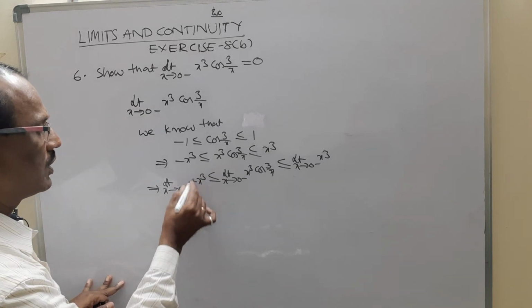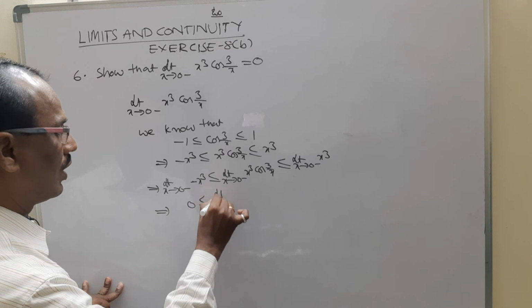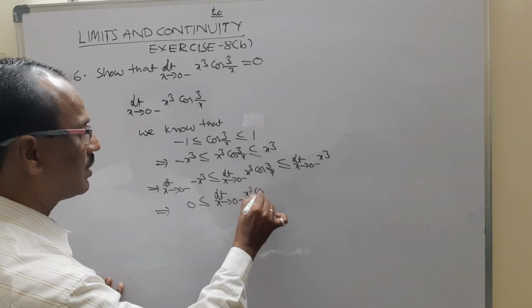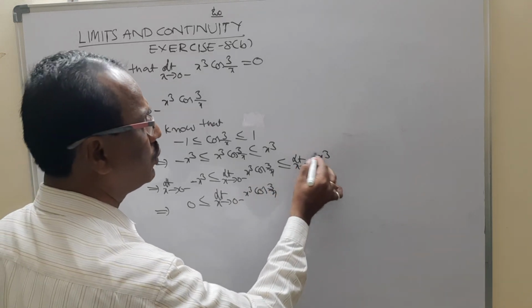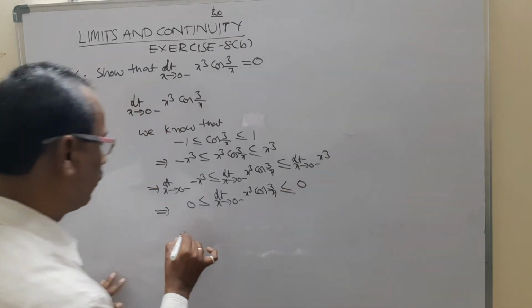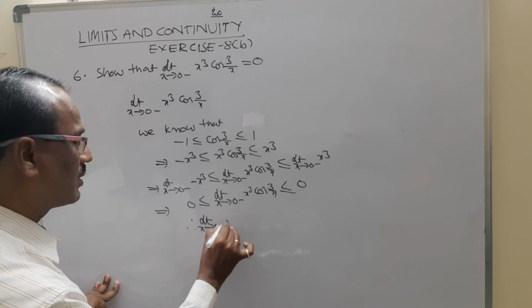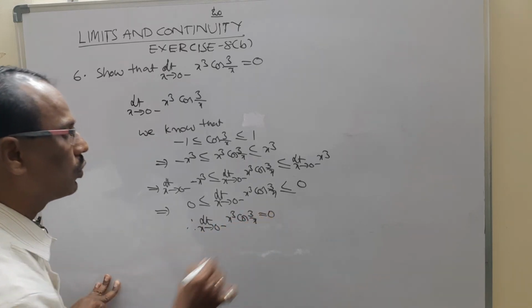Applying 0, this value equals 0. So 0 is less than or equal to limit x tends to 0 minus of x cubed cos 3 by x. Here also, applying x value 0, this value is also 0, less than or equal to 0. Therefore, limit x tends to 0 minus of x cubed cos 3 by x equals 0.